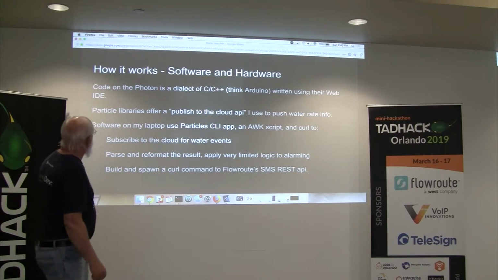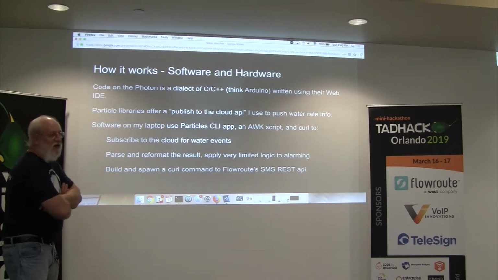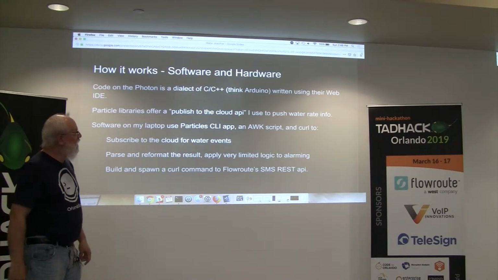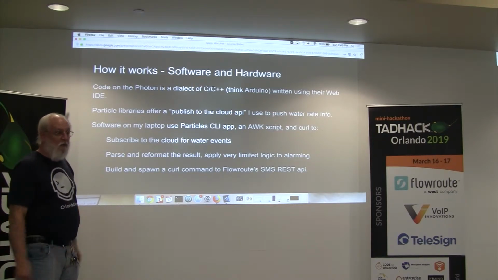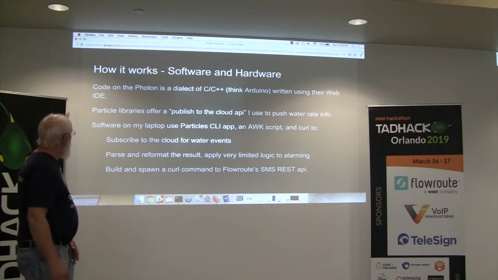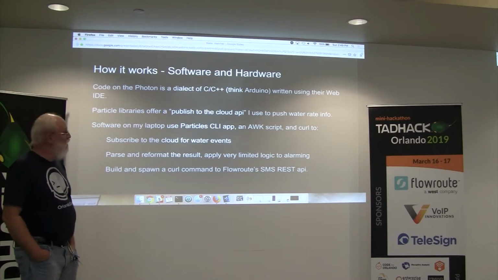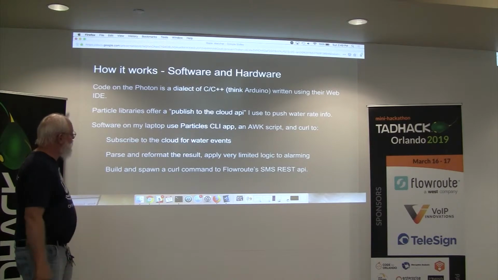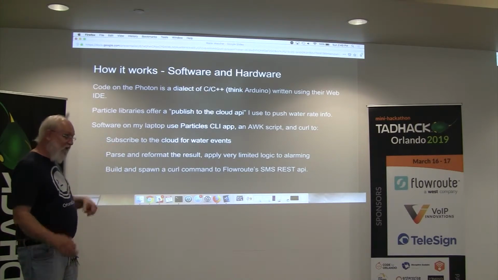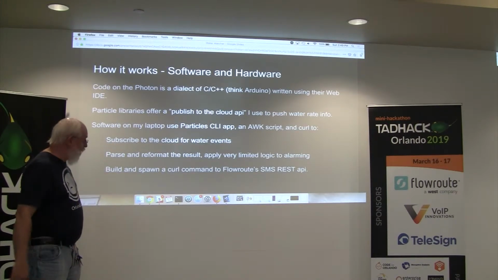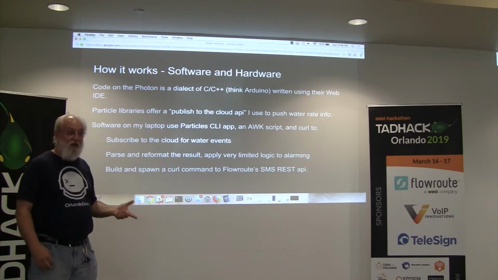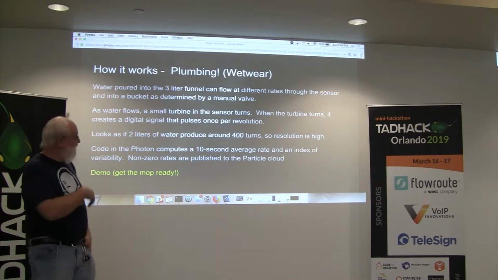Okay? So, the code on the Photon is basically a dialect of C or C++. If you know about Arduino, the microcontroller, you've seen the same thing. They provide a web IDE for writing the software, which is kind of convenient. So you develop it in the web, and you actually update the chip over the web. Everything's done through the cloud. Their libraries offer a publish-to-the-cloud API. That's what I use to push the data into the cloud. And software on my laptop uses Particle's command line app, an awk script, and curl to subscribe, parse, and reformat the event that I get from the subscription, and then build and spawn a curl command, which is basically a command line browser if you're not familiar, to call Flowroute's SMS REST API and send a text message. So that's the data flow.